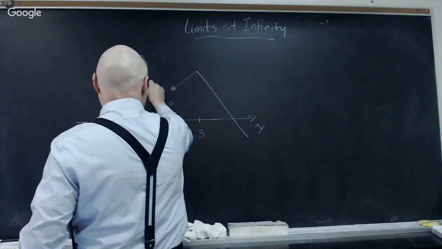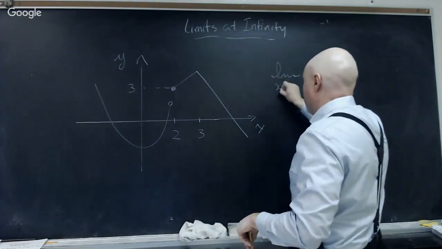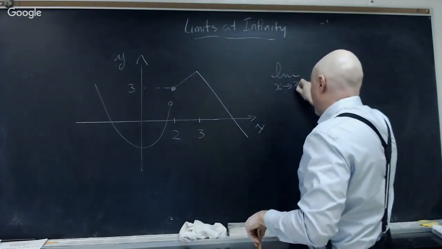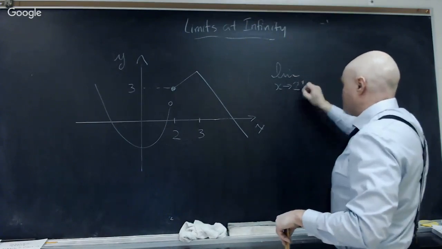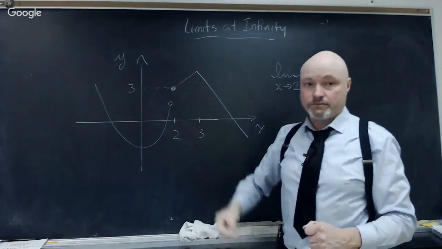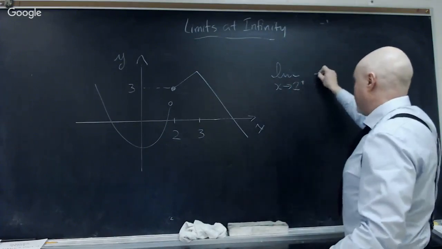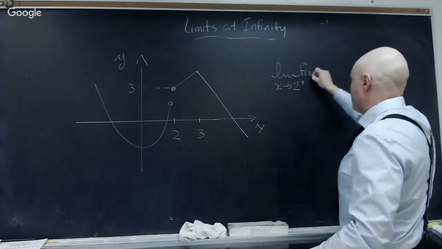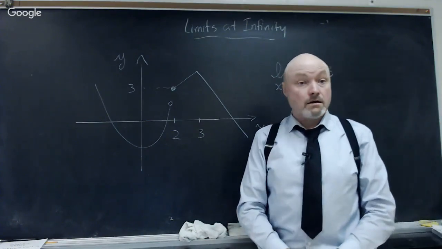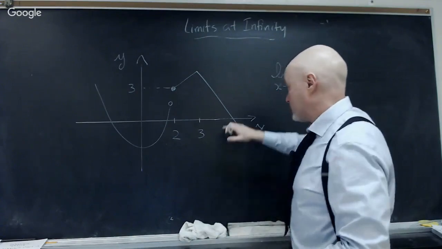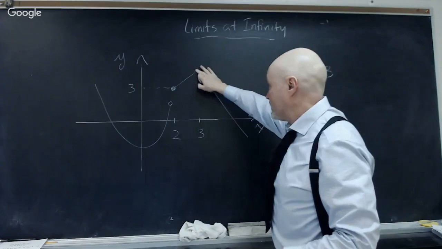But I could ask you for the limit as x approaches 2 from above. And does the limit exist as x approaches 2 from above? It does. And it is actually equal to 3. Okay? We talked about discontinuities, we talked about jump discontinuities. That's an example of a jump discontinuity there.